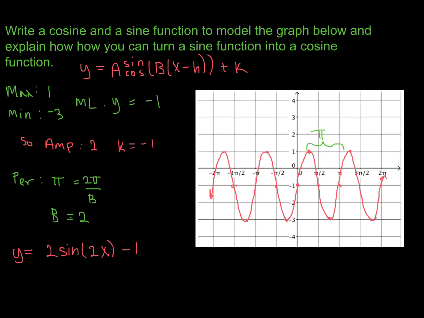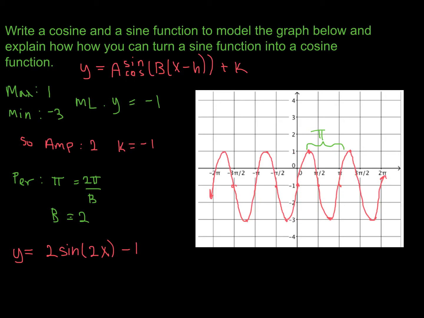Now, if you haven't already, try writing a cosine function, and I will take us through the 2 different ways that we can do that. So the first way is just to go back through, and when we're deciding between sine and cosine, we're going to say to ourselves, okay, what would have to be the case for it to be a cosine function?